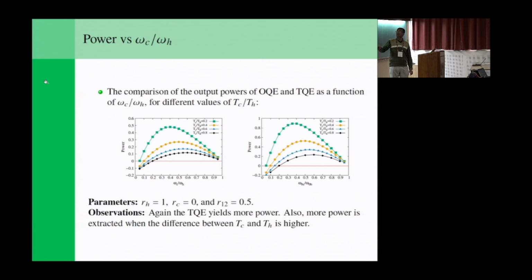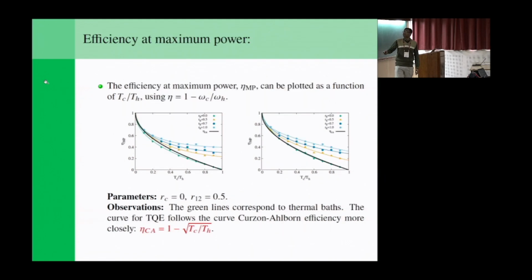The efficiencies can be computed by simply using the formula 1 minus omega c by omega h, and we get the efficiency at maximum power, which we can plot as a function of Tc by Th using this family of lines. Here we have done this for the 1 and 2 qubit case, and we see that when there is no squeezing, namely both RH and RC are 0, we get curves that are close to the expected Curzon-Ahlborn form, namely 1 minus root of Tc by Th, whereas if there is a finite squeezing, the curves deviate from that.